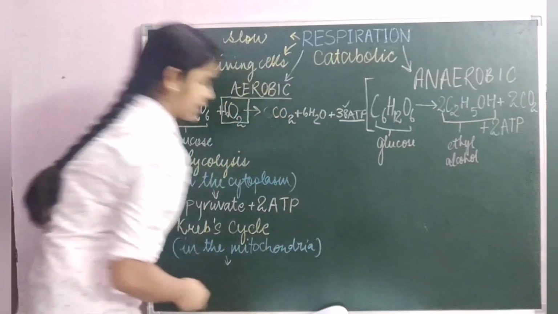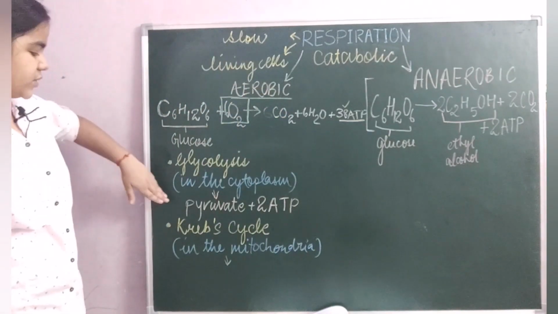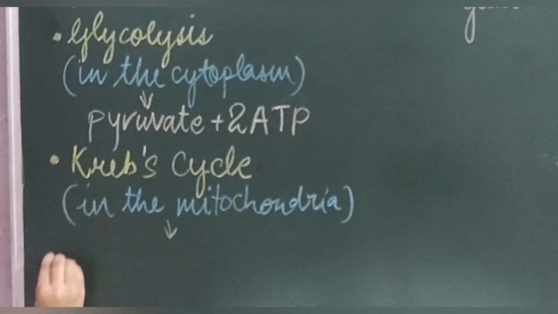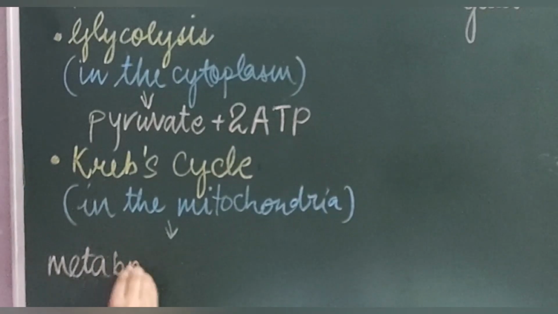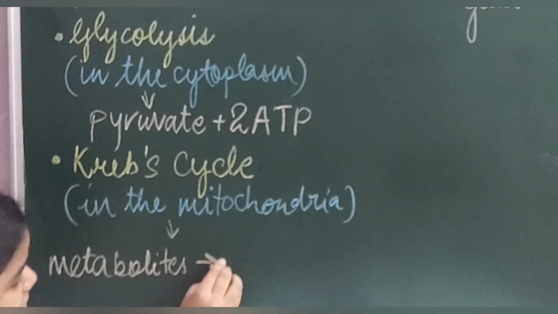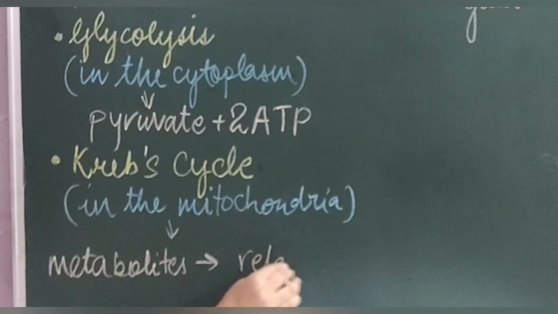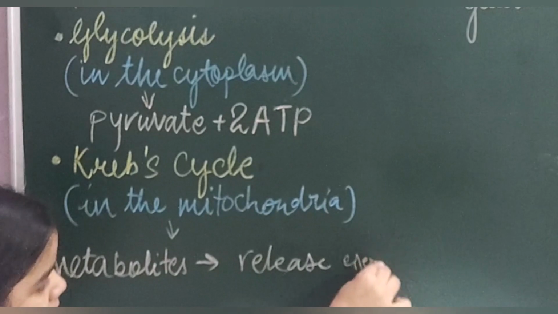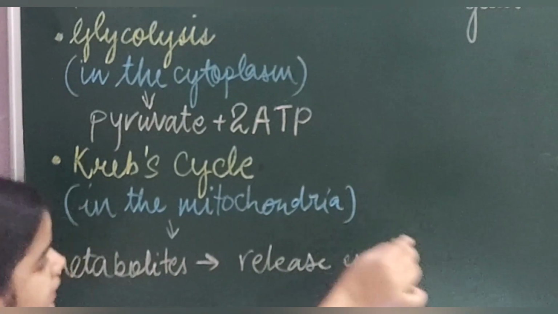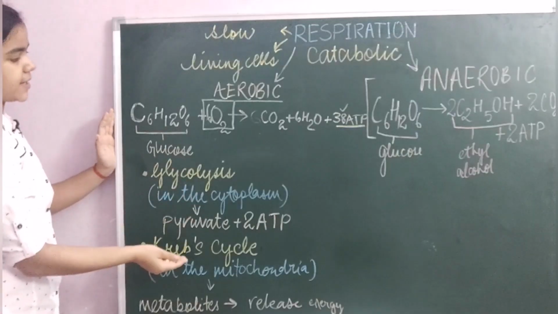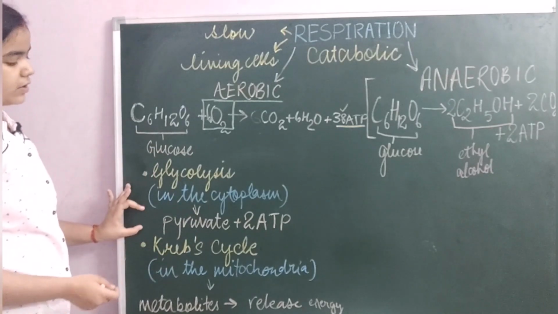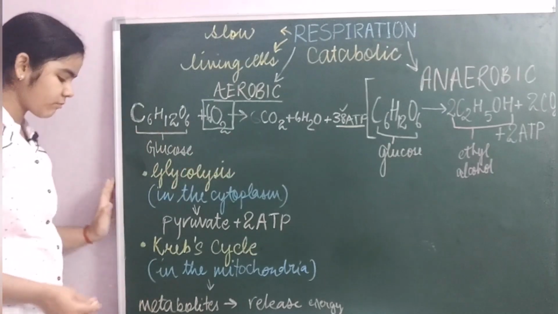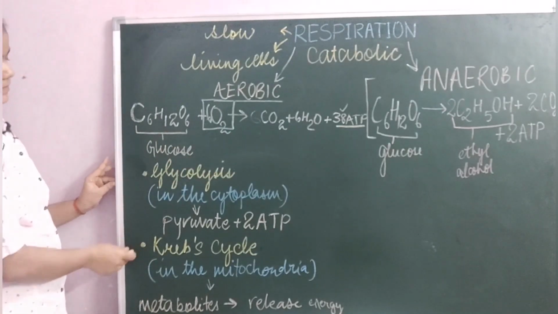When this process takes place, what will happen to pyruvate and ATP? Now, when this occurs, the metabolites will be interconverted to release energy. And finally, 38 ATP will be released. In the Krebs cycle, this along with oxygen is further converted to the end products here. Okay? So this is the final pathway.